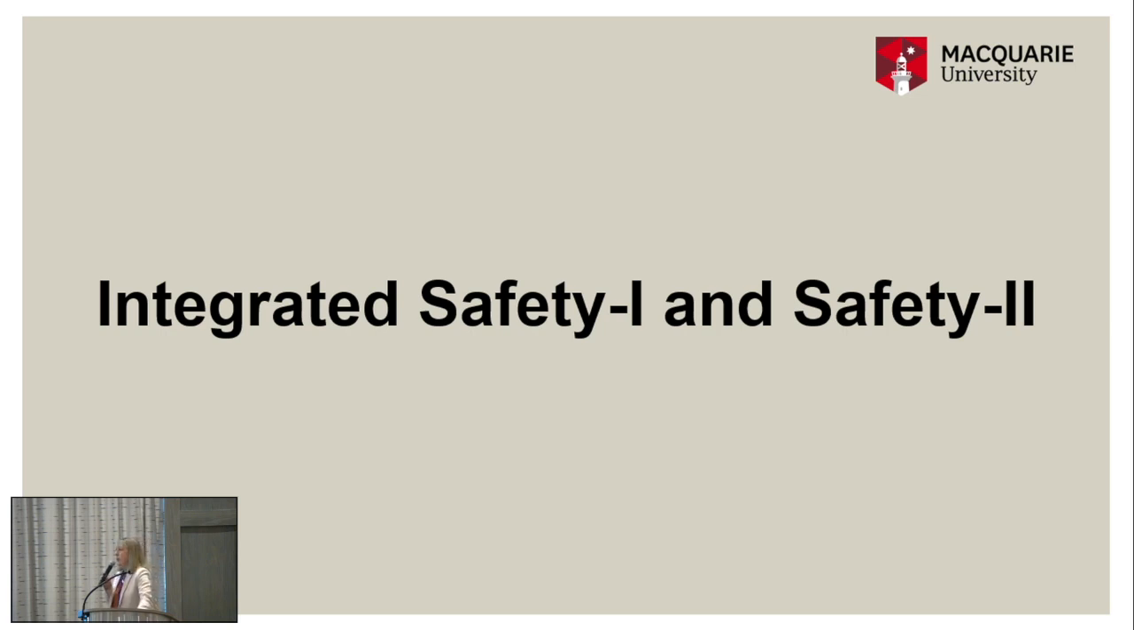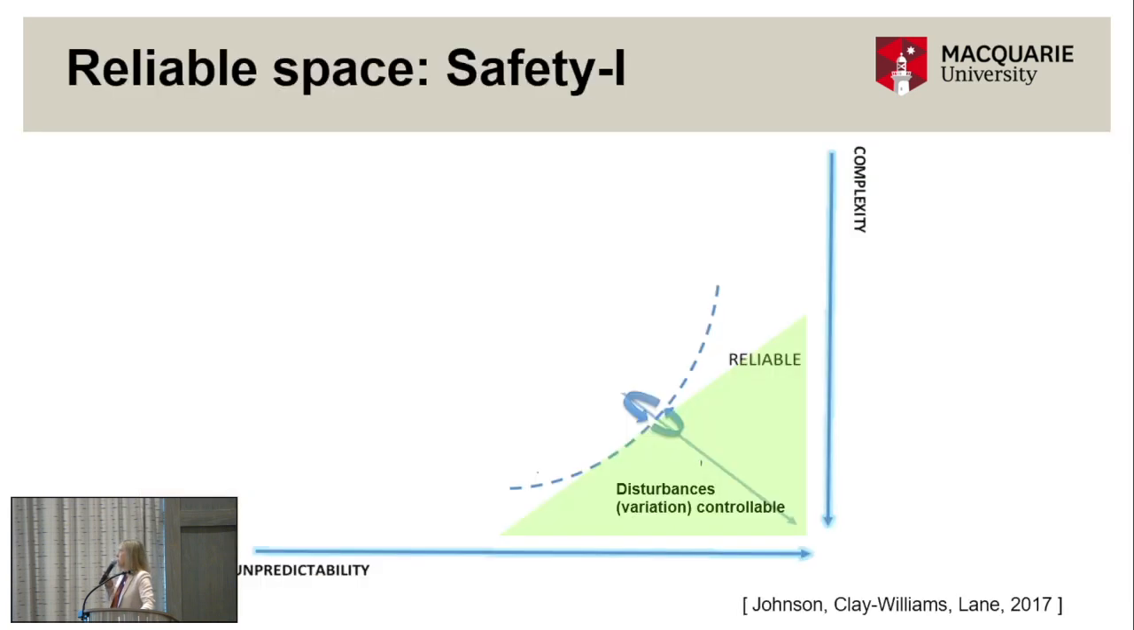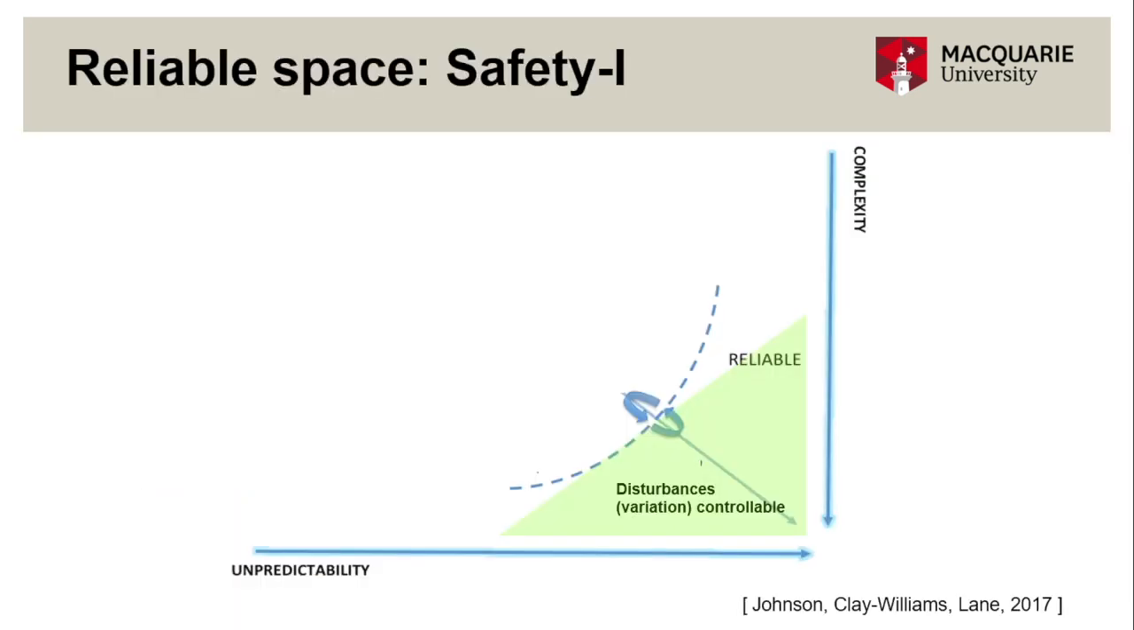So the way we really look at it now with resilient healthcare is we like to integrate safety 1 and safety 2 and use the best tools from each depending on the situation in which you find yourself. So if we think about the space in which you operate, in terms of how complex is it and how predictable is the situation, if you've got a system that's not very complex and it's quite predictable, it's really a safety 1 area.